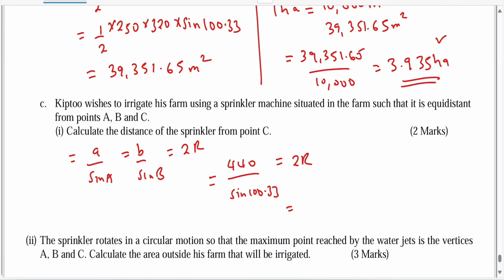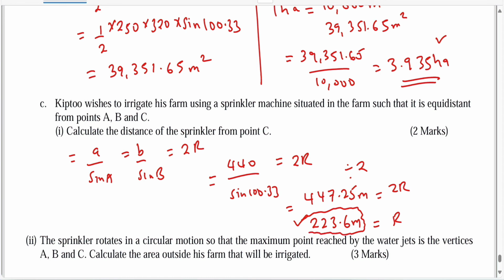So 440 divided by sine 100.33, which gives us around 447.25 meters equal to 2R. So R itakuwa divide by 2. So divide this by 2 ndio upate radius yako. So divide by 2 itakuwa 223.6 meters to four significant figures. So that's your answer. So una swali rahisi bana, jibu pia ni rahisi.